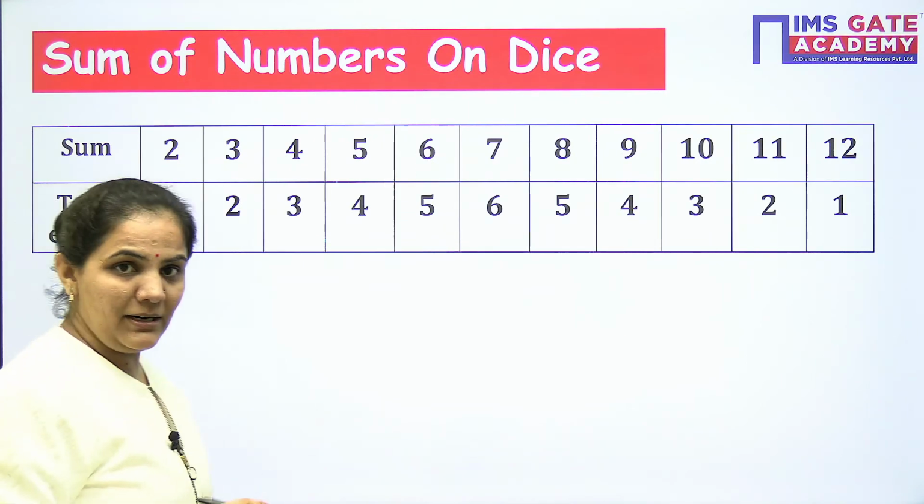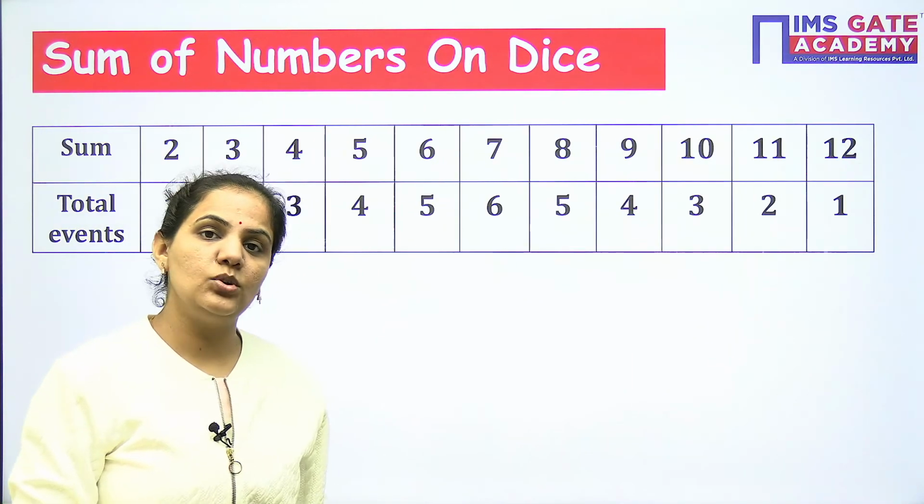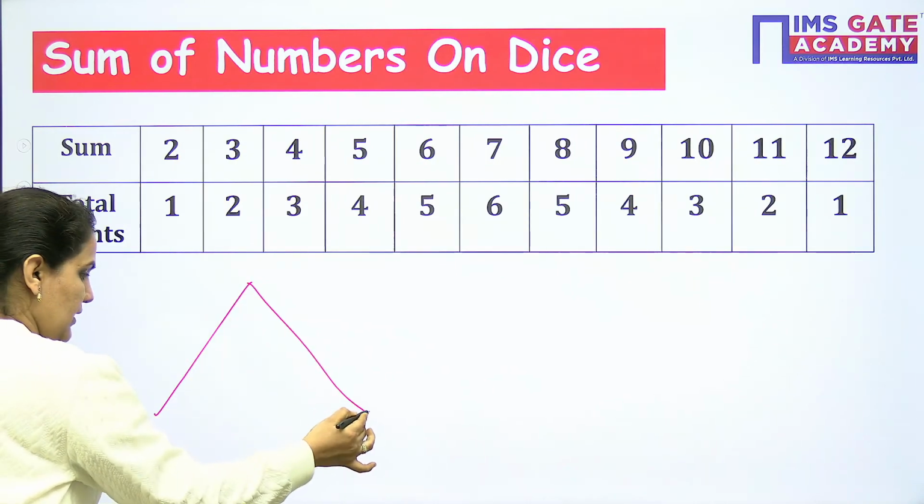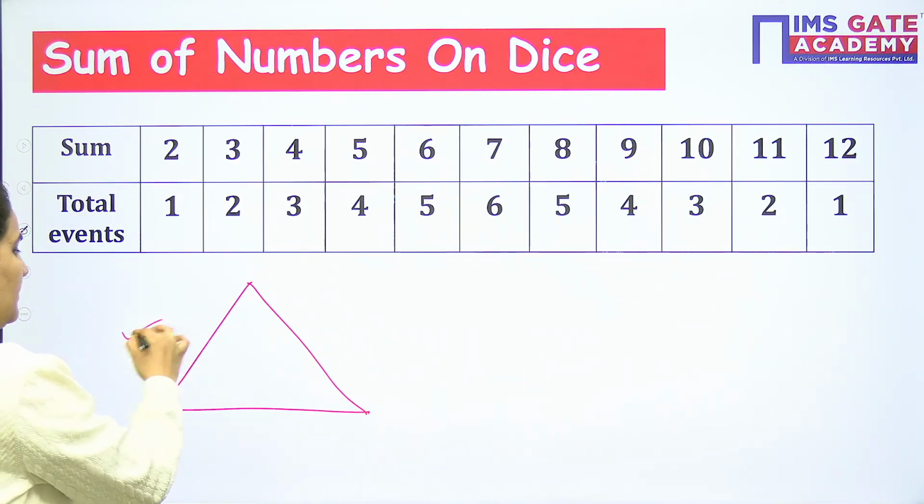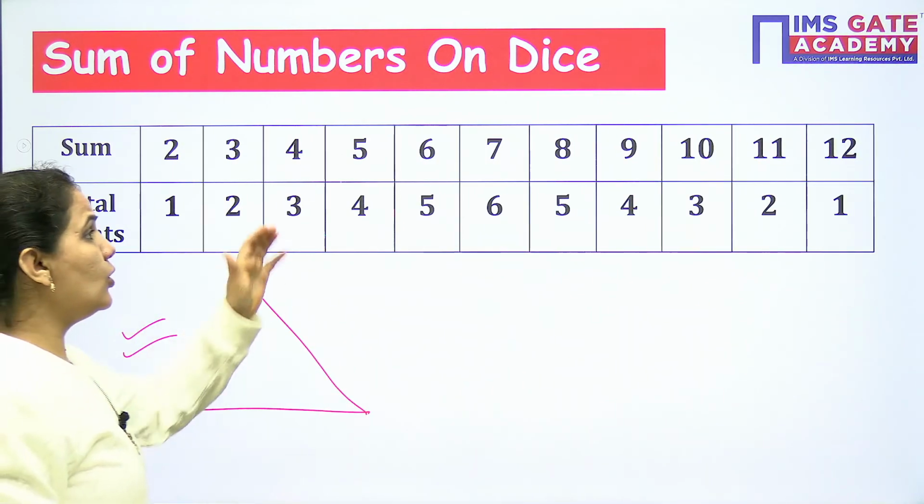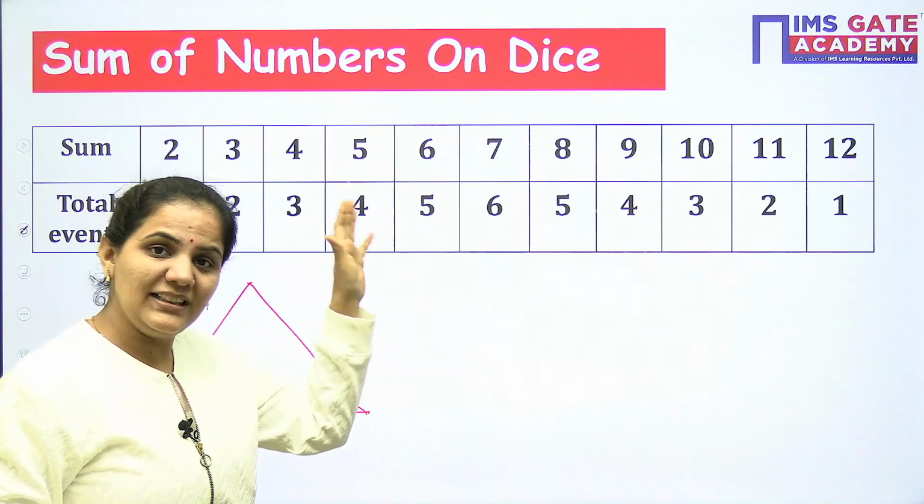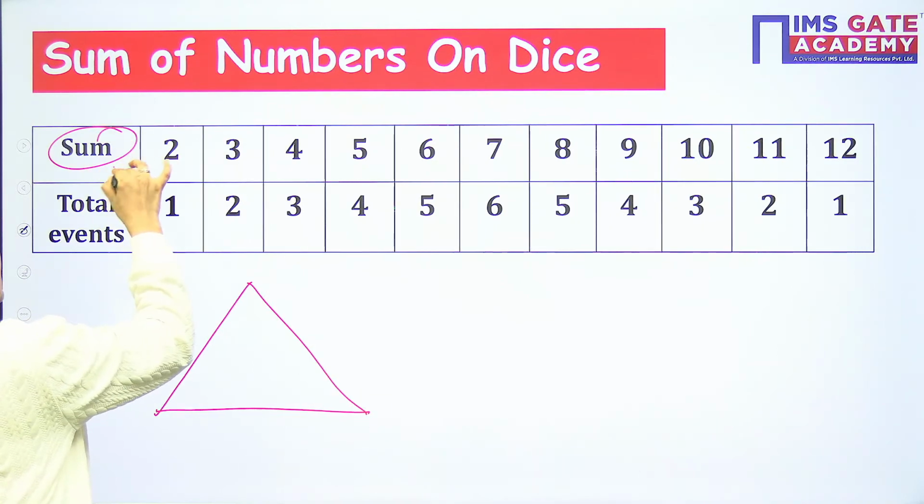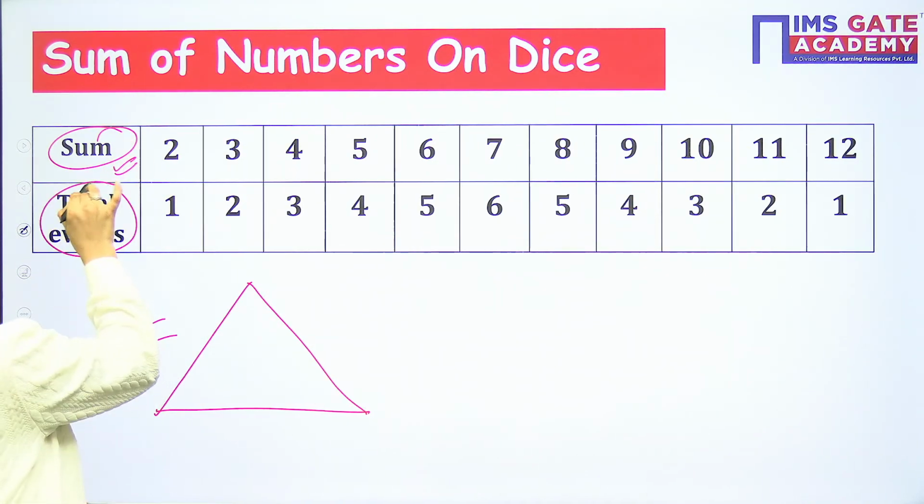As I already told you, there is one more method to go. This is called the table method. Earlier I approached it to you as a triangular form. It's up to you what you wish. If you want to go with the triangular form, then this is the best thing. If you want to go with the tabular form, or the table form, you can go with this one. The table form is the same thing. It has the sum and the total number of events.